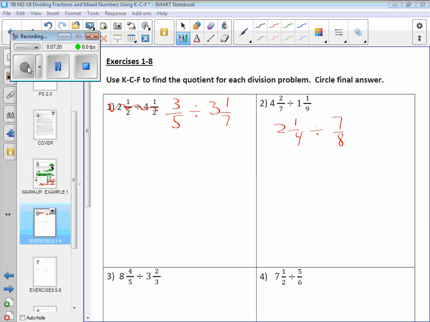Okay. 3/5 is going to stay as is. Keep division, and then what do you do with 3 1/7? Improper, right? What do you get when you do that? Yes? Yeah. Yes. Okay, Patrick, now what do you do? Correct.